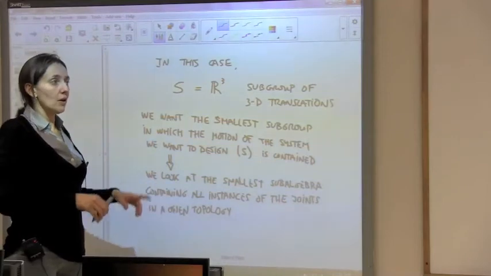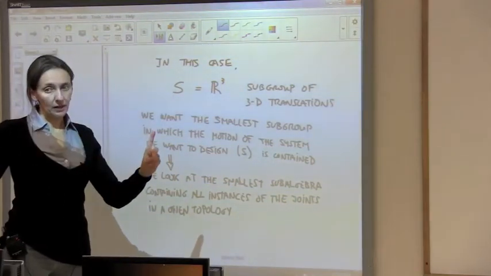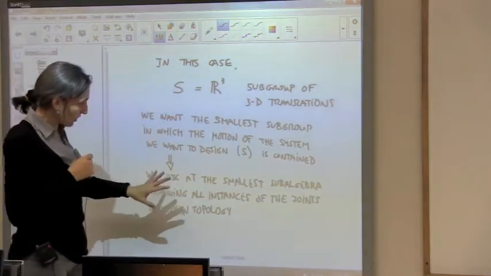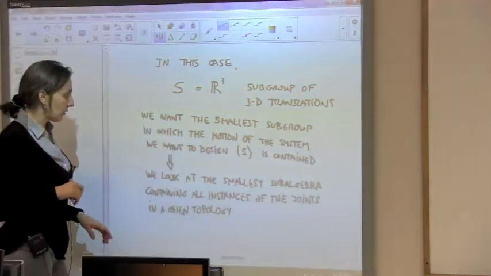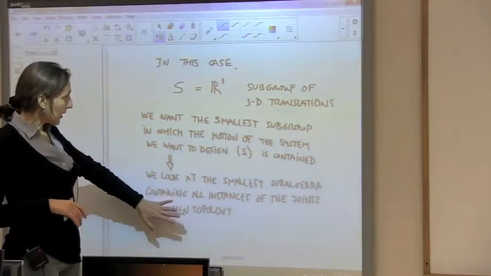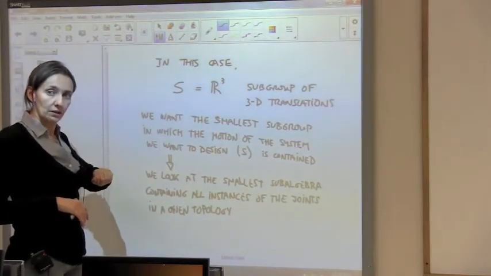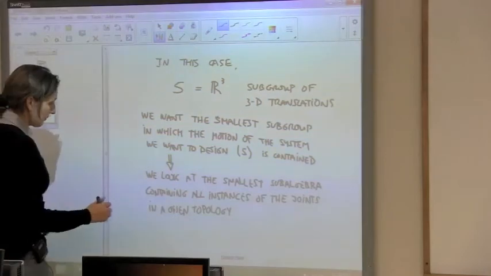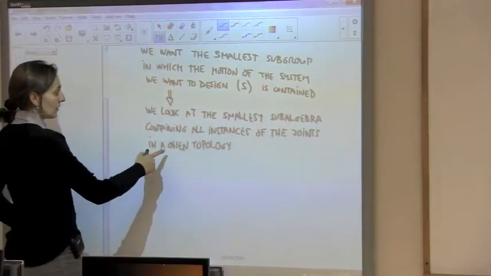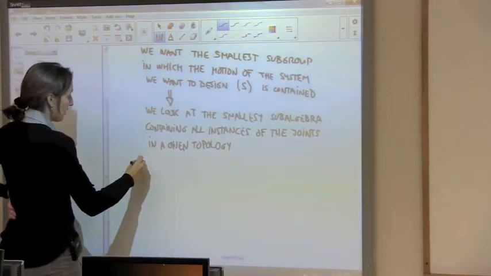For instance, we may say, okay, but we want all these joints to be parallel. That's something else we need to calculate here. If you have extra constraints, you have to take them into account. And we look at the smallest subalgebra, and then the dimension of that has to be equal to the dimension of that. Then, this one is what we call the linkage locus space.